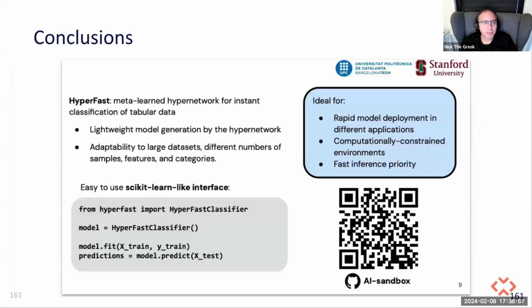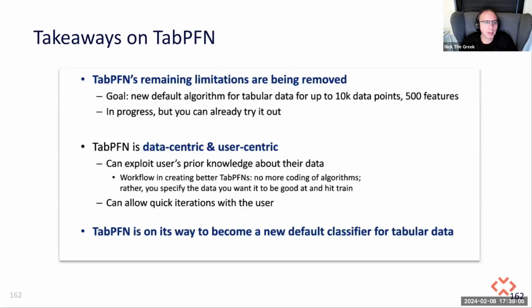Okay. And here are some more conclusions about HyperFast, and how it works. Takeaways on TabPFN: it's growing, and I think it's going to grow more.